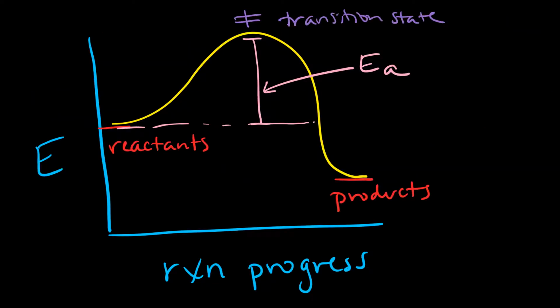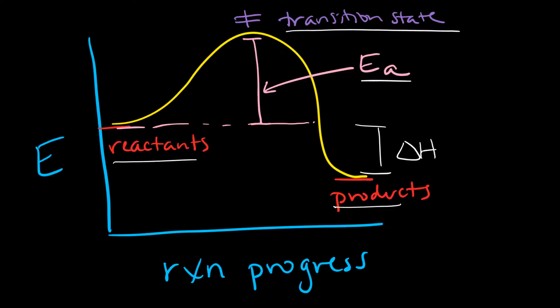If we look at the energy diagram for this reaction, you can see that it only consists of a single step, and I've labeled again the transition state, the activation energy, and then you have your reactants and products here that have a difference in enthalpy.